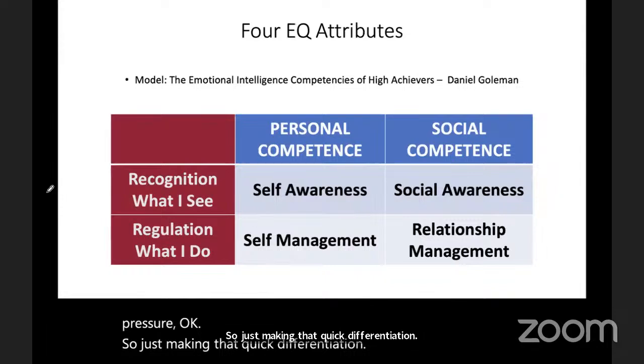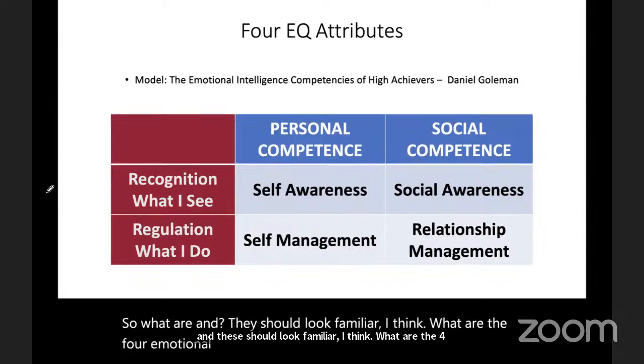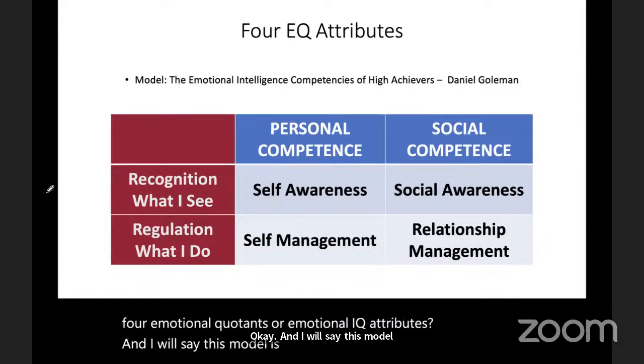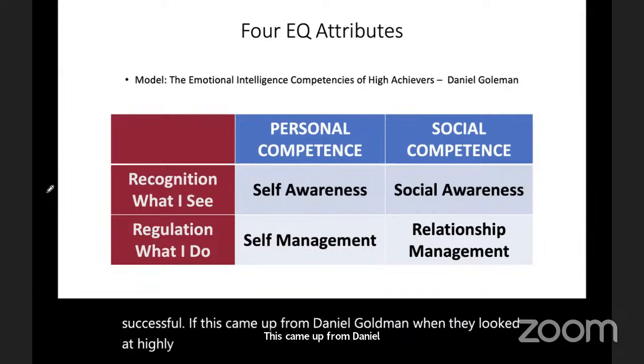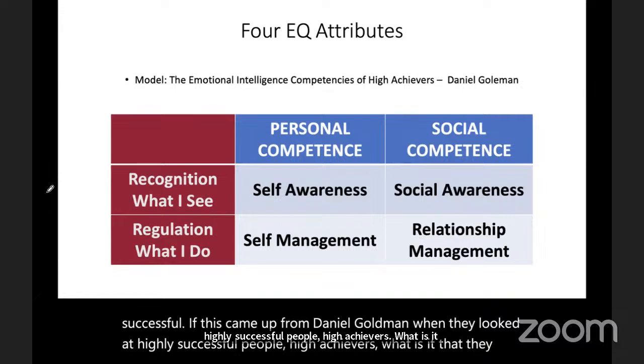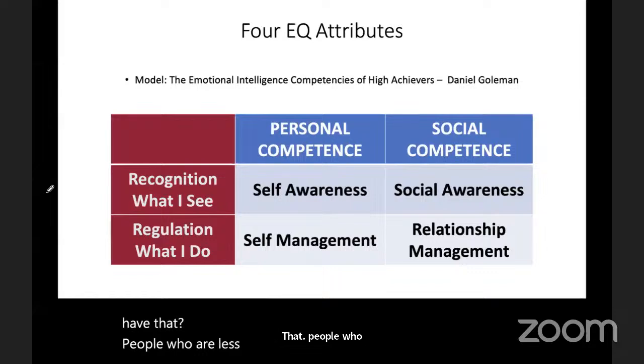And these should look familiar, I think. What are the four emotional quotients or emotional IQ attributes? Okay. And I will say this model is based on those people who are very successful. This came from Daniel Goleman. When they looked at highly successful people, high achievers, what is it that they have that people who are less successful, I guess would be a term, don't have?